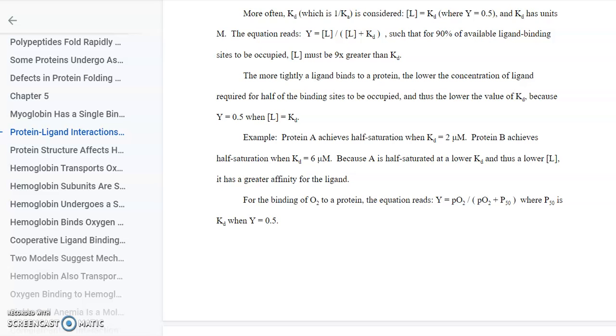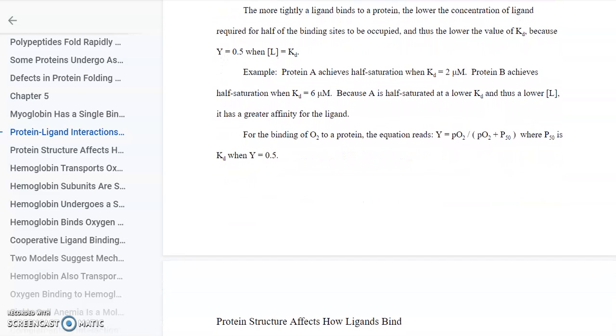The more tightly a ligand binds to a protein, the lower the concentration of ligand required for half of the binding sites to be occupied, and thus the lower the value of Kd, because Y equals 0.5 when ligand concentration equals Kd. Example: protein A achieves half saturation when Kd equals 2 micromolar. Protein B achieves half saturation when Kd equals 6 micromolar. Because A is half saturated at a lower Kd and thus a lower ligand concentration, it has a greater affinity for the ligand.